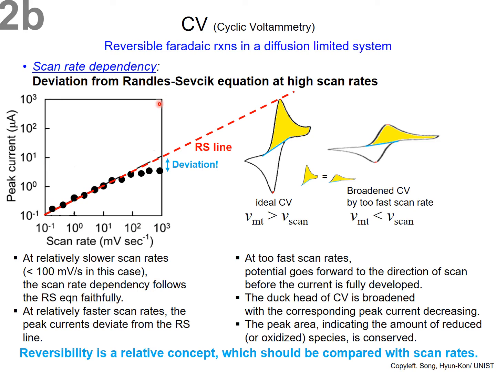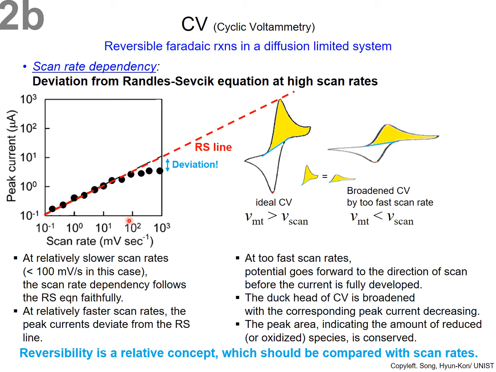Here is the plot for the peak current versus scan rate, and this line indicates the Randles-Sevcik line, at which the slope is 0.5 or 1/2. That is the Randles-Sevcik relationship between the peak current and scan rate in the log scale. So you can easily find that the scan rate dependency follows the Randles-Sevcik line faithfully at a relatively slower scan rate, in this case less than 100 millivolts per second. So you can find several points on the Randles-Sevcik line up to 100 millivolts per second.